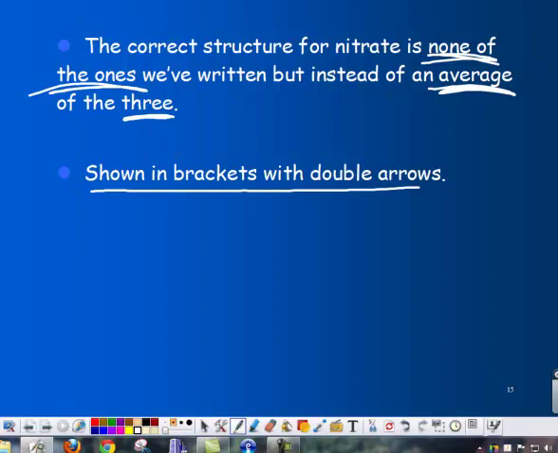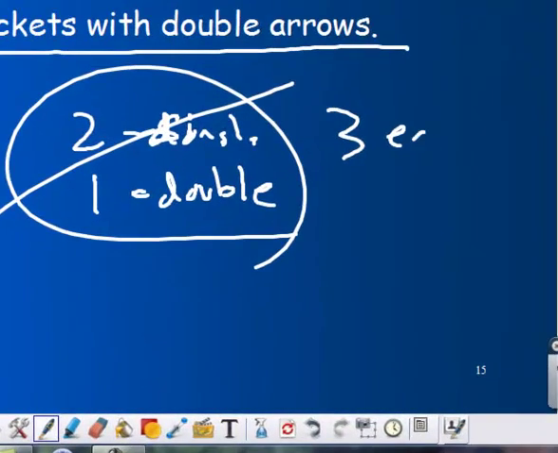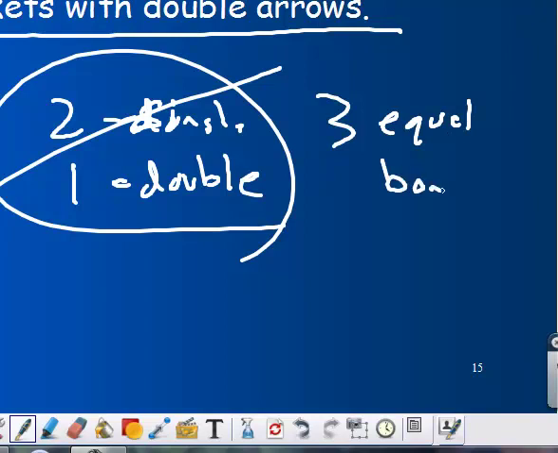So, and again, you show it in brackets with a double arrow. And so when they test this nitrate molecule, it's not two single bonds and one double bond. So it's not two single and one double. Instead, it is three equal bonds.